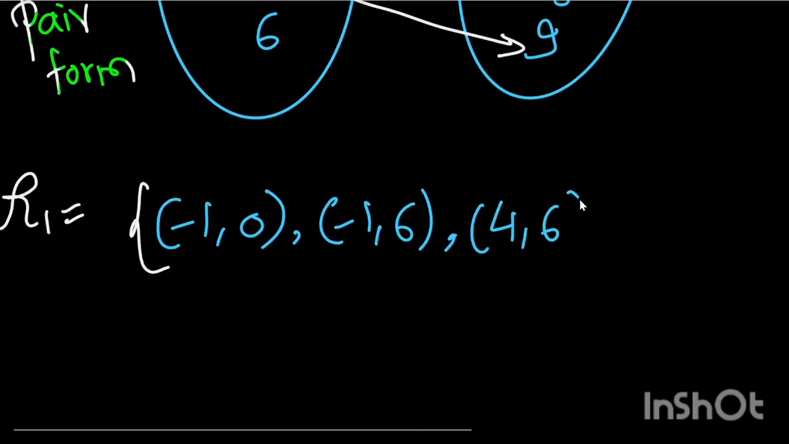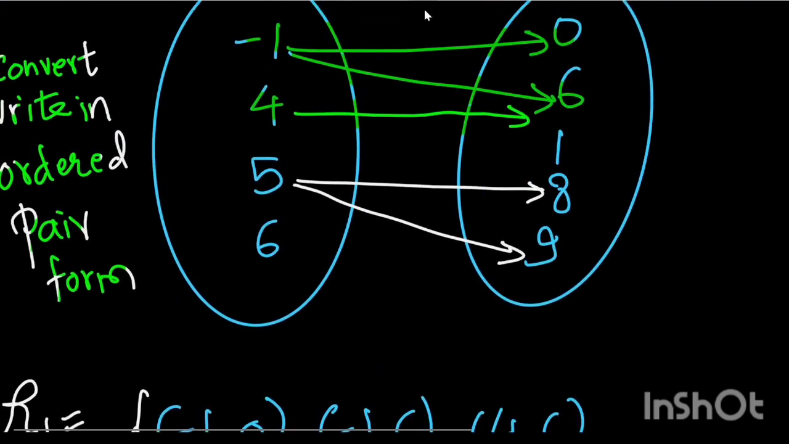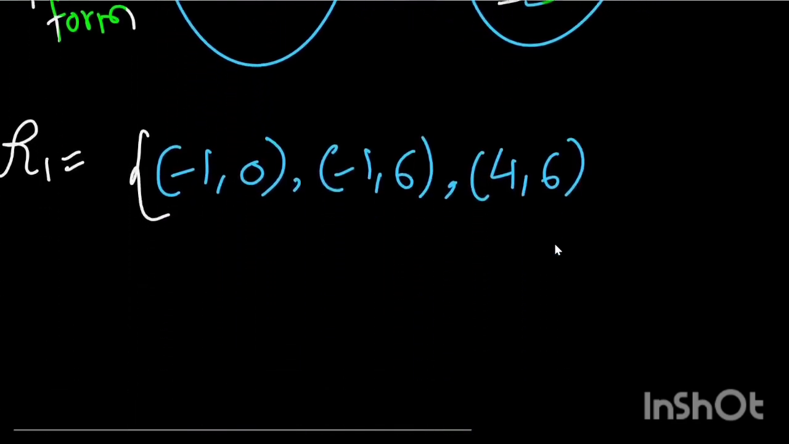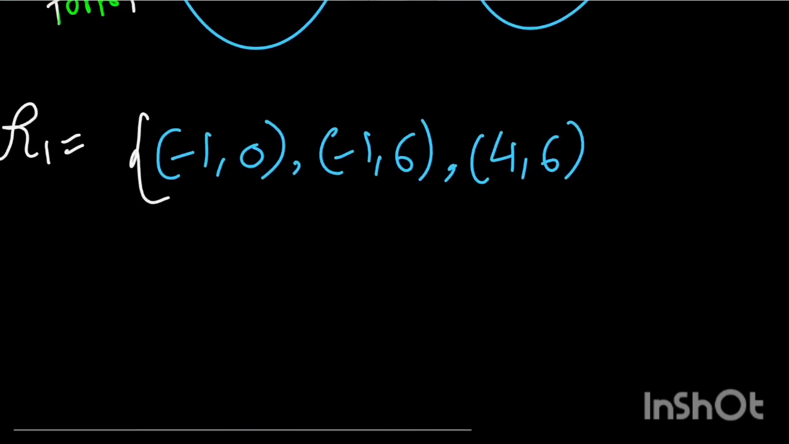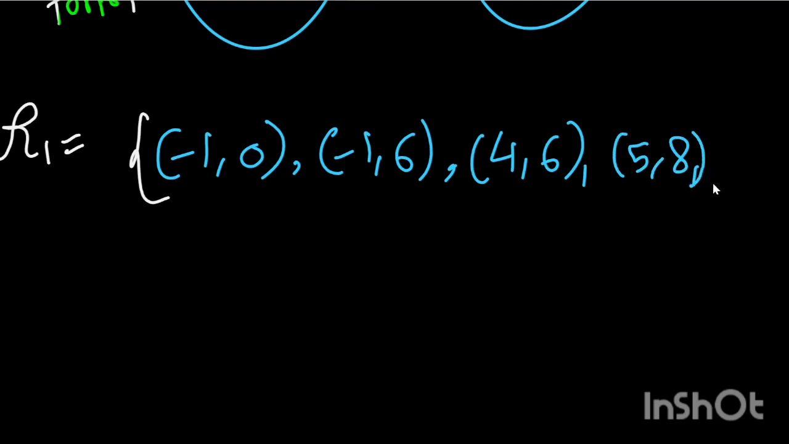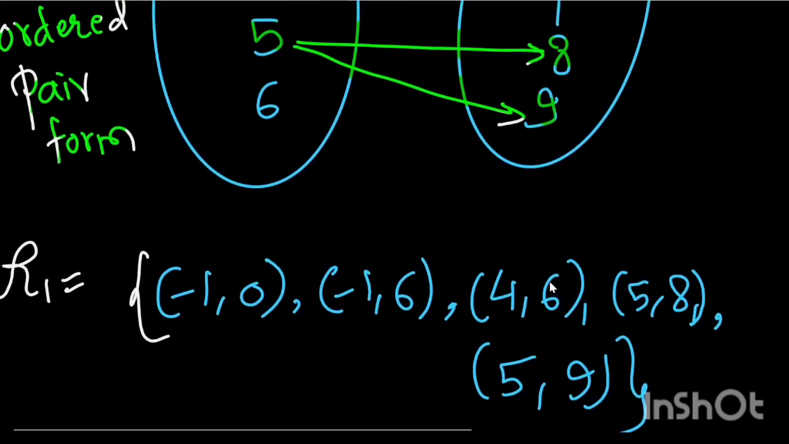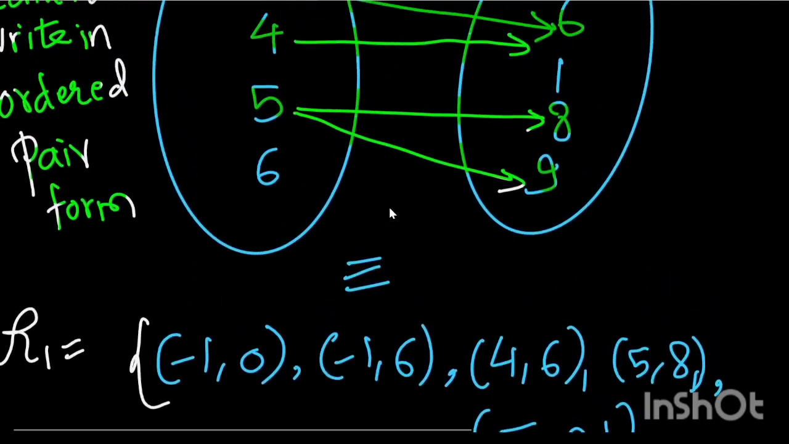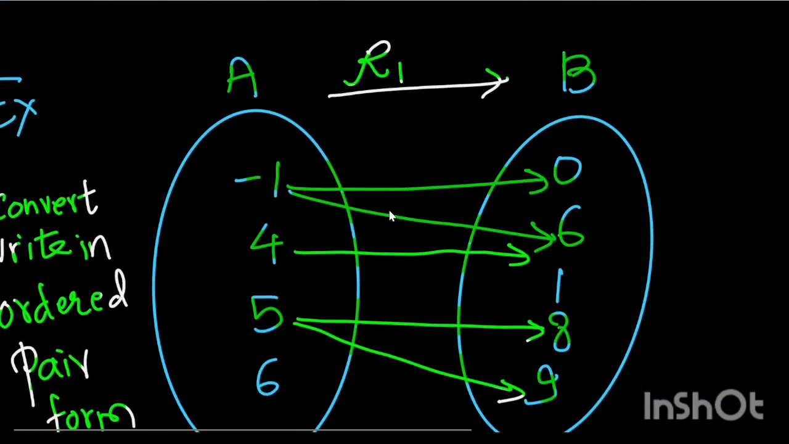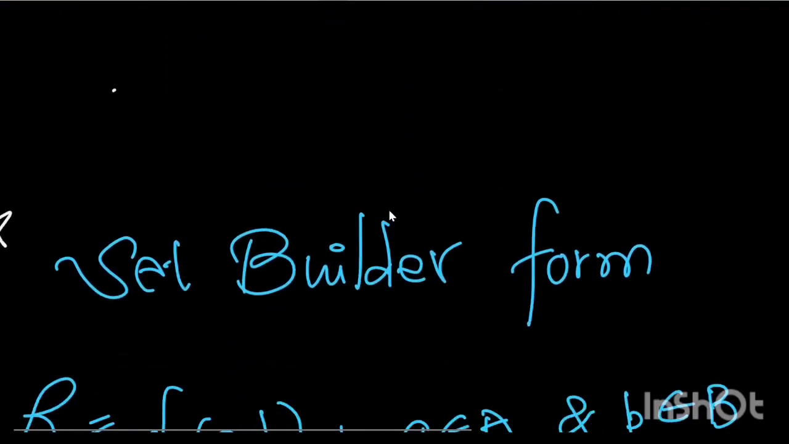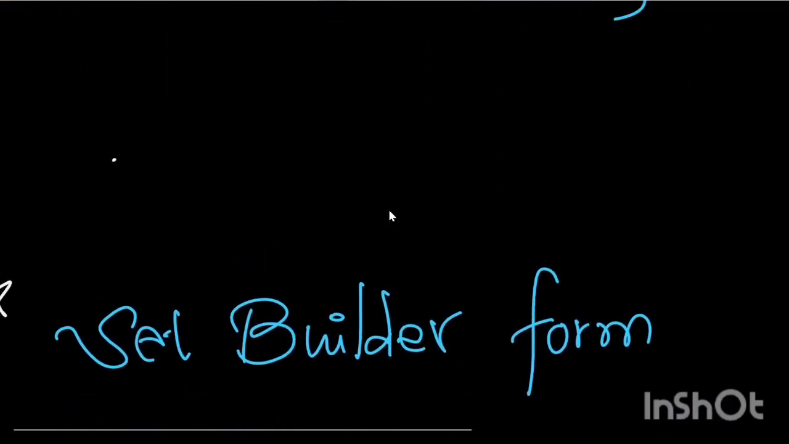4 comma 6, followed by the next, which is 5 comma 8 and 5 comma 9, two ordered pairs starting from 5. So 5 comma 8, 5 comma 9 we will write. So this is R1, the ordered pair representation of this arrow diagram conversion. Okay.